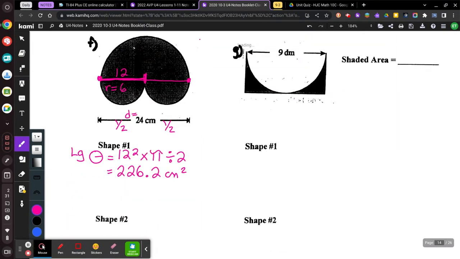The large circle, the radius is 12. Small circle, radius is 6. So I've got my small circle, and it's a full circle this time. We don't have to divide by 2 because I can put 1/2 onto the other half. So this guy's going to be 6 squared times pi. No dividing by 2. And that's going to give us 113.1 centimeters squared.